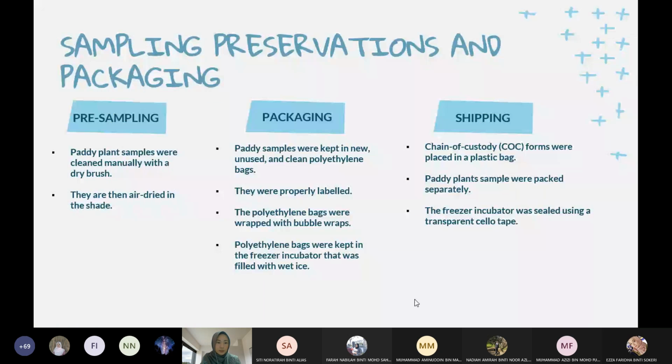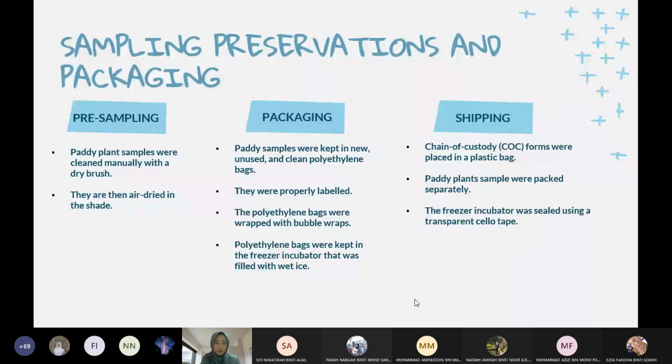The next slide is sampling, preservation, and packaging of flora. Before the sampling, the paddy plant samples were cleaned manually with a dry brush. They are then air-dried in the shade. For the packaging of flora samples, paddy samples were kept in used and clean polyethylene bags to avoid any contamination. They were also properly labeled and wrapped with bubble wrap to prevent them from being crushed easily during transportation.